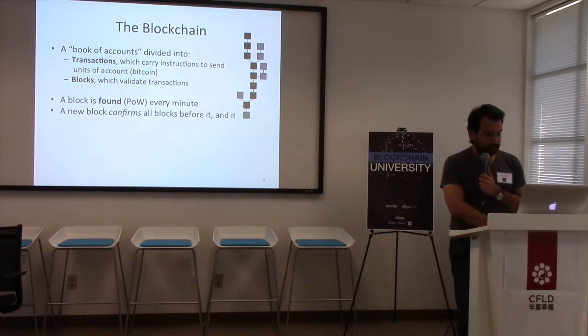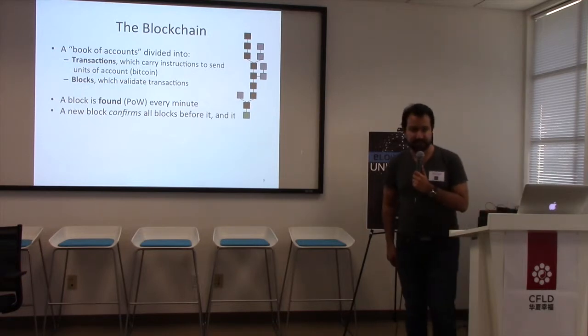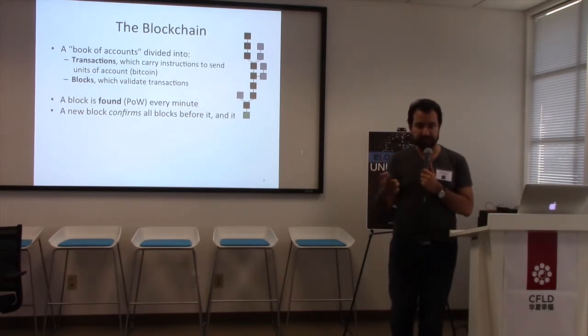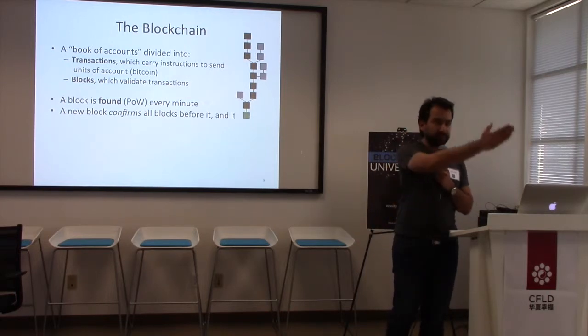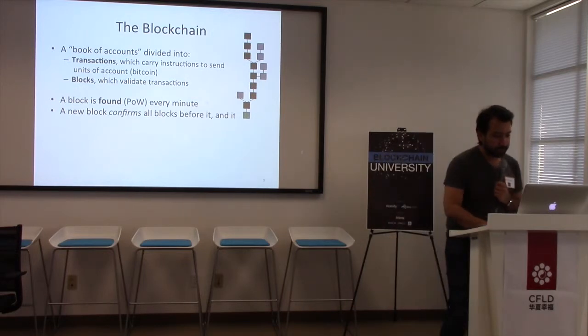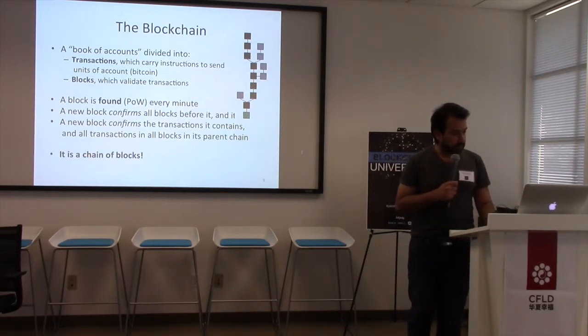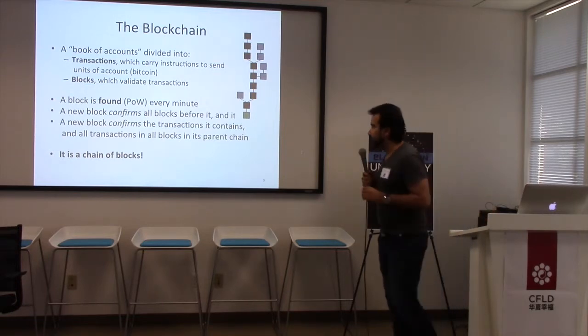A new block confirms the transactions in it, and every single block that has come before it. So it forms a chain of blocks going all the way to the first block that Satoshi himself mined. Right? Yeah. So what is the blockchain? It's a chain of blocks.